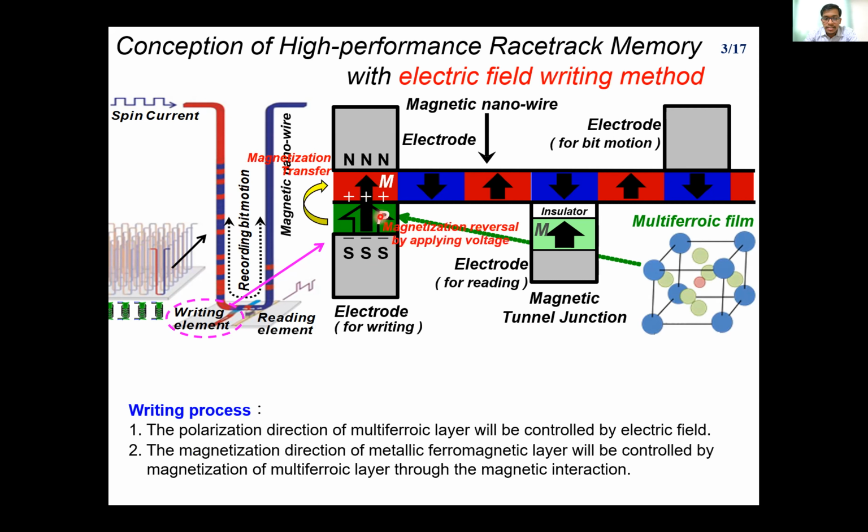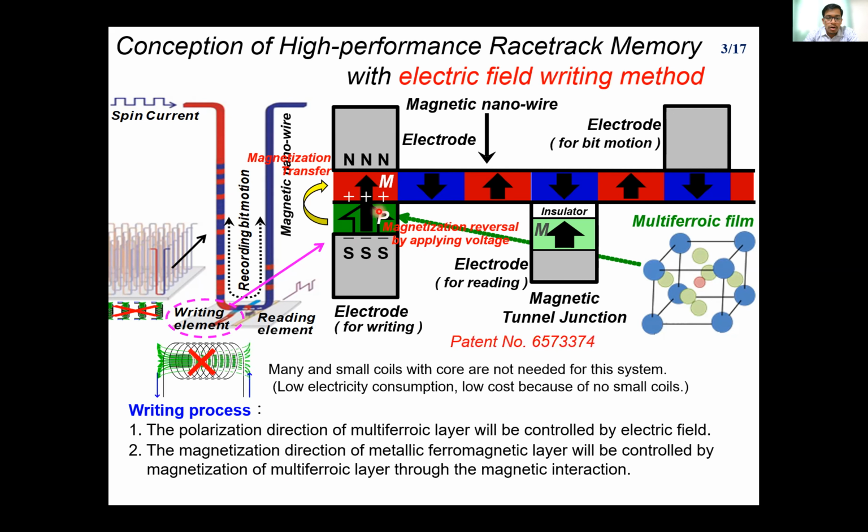And the second point is that the magnetization direction of the metallic ferromagnet layer will be controlled by the magnetization of the multiferroic layer through the magnetic interaction. We don't need any coil to create a magnetic field or to write data. Just by changing the direction of the polarization, we can write data on the restrict memory. So now there is no need to use this coil, and we have already a patent on this work.